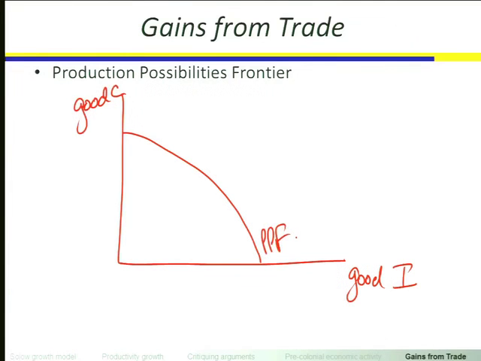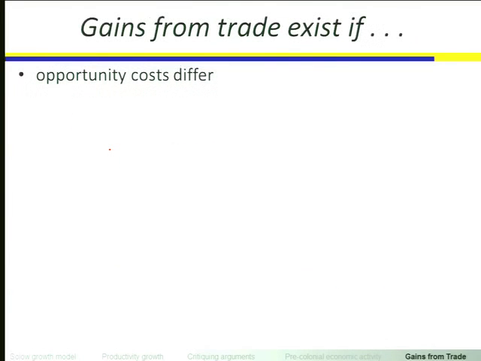And one way to get to combinations that are not within the production possibilities frontier is through growth. We've spent now a day talking about that. The other way to consume some combination of output that is beyond the production possibilities frontier is through trade. If economies specialize in the good in which they have a comparative advantage and then trade, everyone's better off. There's more output in total. Those gains from trade exist if the opportunity costs differ. It's not the only condition, but it's one.